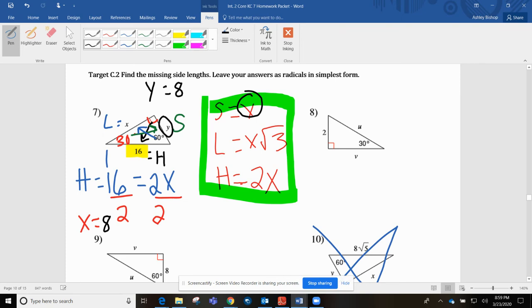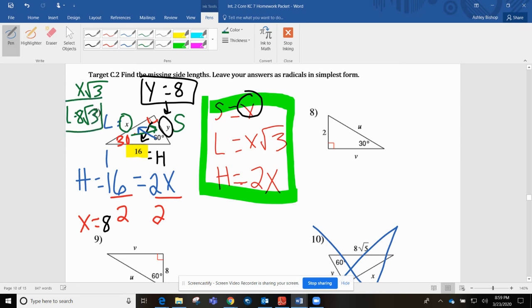The side y, which is my short side, must be equal to 8. And now let's solve for the side that is labeled x. The side that's labeled x is my long side, and if we look at our rules, my long side is equal to x times the square root of 3. And we know what x is. x is equal to 8, so my long side is equal to 8 times the square root of 3.